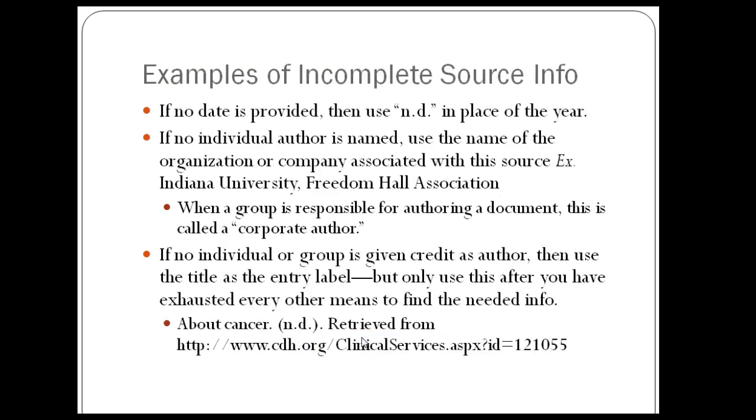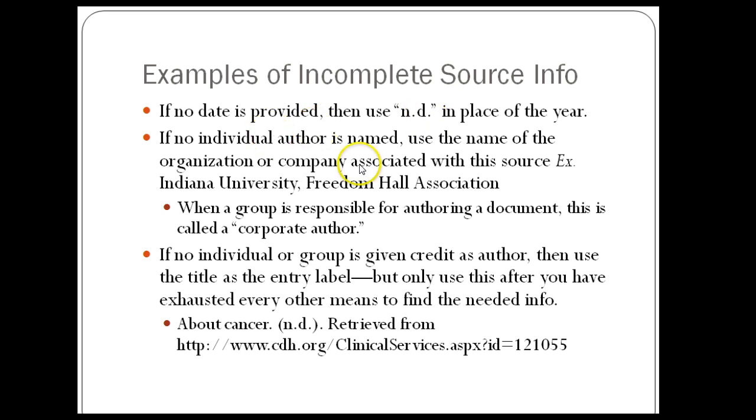You're going to be troubled sometimes because you didn't find all the information you needed to do a works cited entry. So here's what to do in some of those cases. If no date is provided, there's no copyright date even at the bottom of the website, then use N period D period in place of the year. There's an example at the bottom of the page.